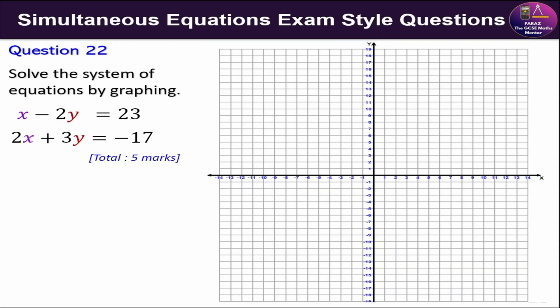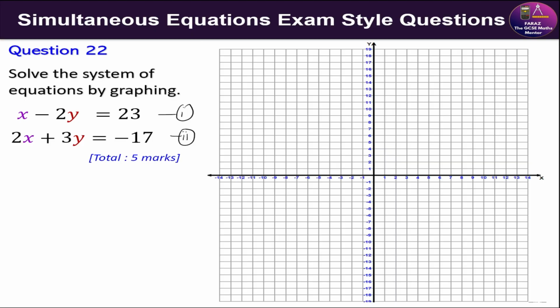Alright, let's start question number 22. Solve the system of equations by graphing. Here we have again two equations, x minus 2y equals 23 and 2x plus 3y equals -17. So how can we find the solution of those equations by graph? First of all, we need to write those two equations in terms of y.